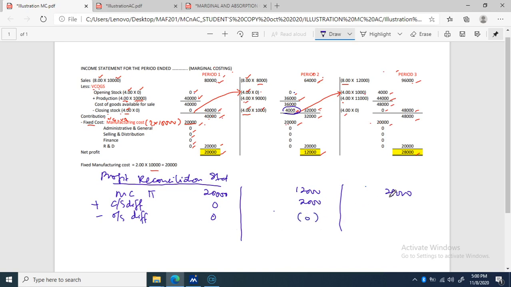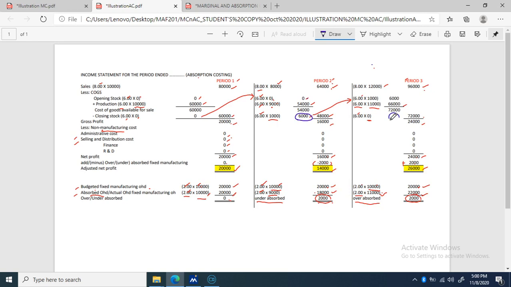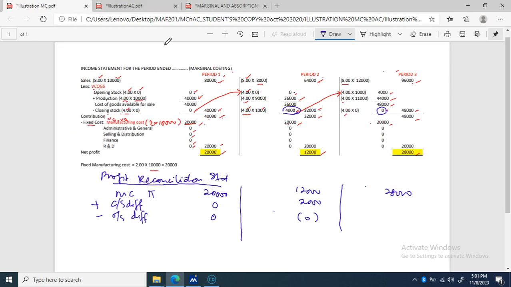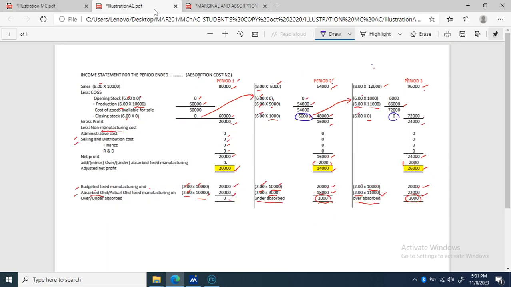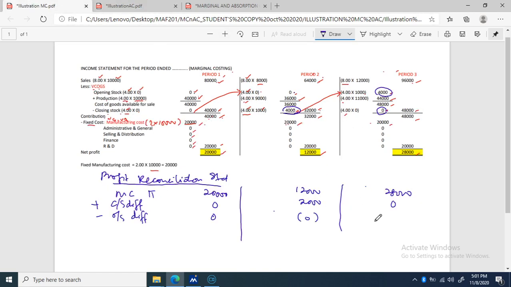So refer to period 3. Closing stock is 0, and absorption costing is also 0, so the difference is 0. How much for opening stock? 4,000 for marginal costing, and absorption costing is 6,000. So the difference is 2,000. So minus opening stock difference of 2,000.